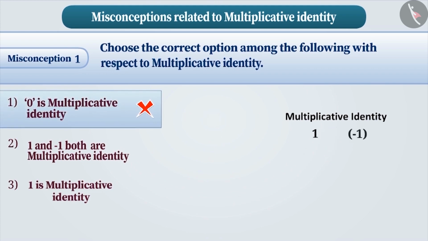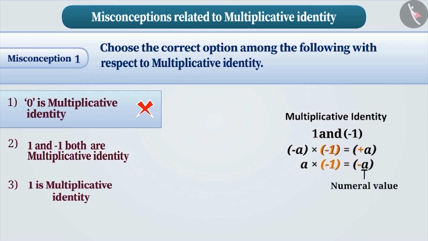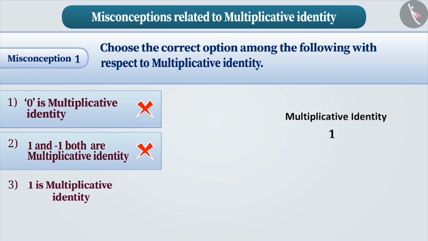Similarly, minus 1 is also considered as multiplicative identity along with 1. Children ignore the fact that the sign of the number changes when multiplied with minus 1. Only on the basis of the numeral value, they understand that minus 1 is also a multiplicative identity. This is an incorrect understanding. Therefore, option 2 is incorrect.